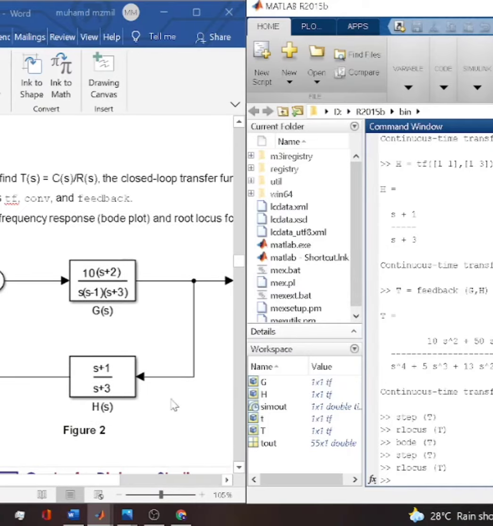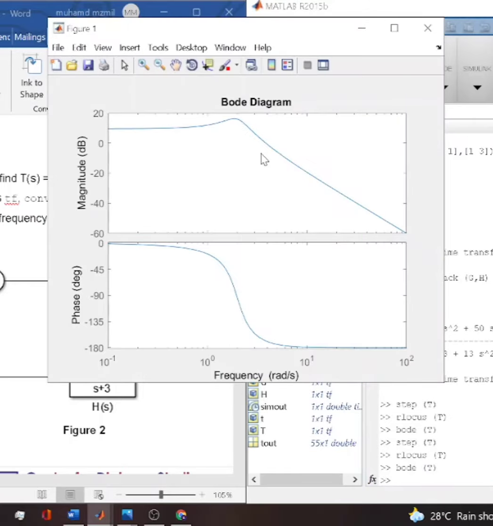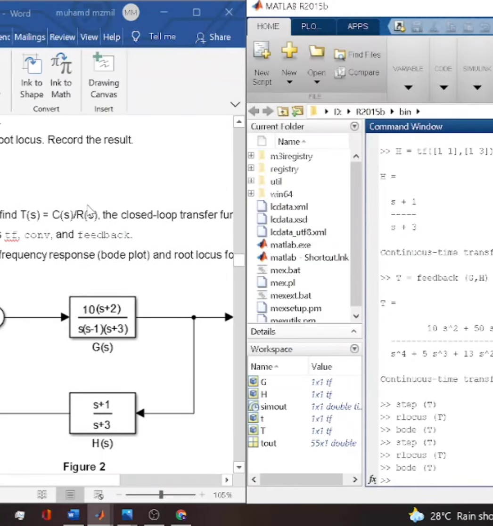Then the third is for block. This is the diagram. Okay, that's all for the lab sheet.